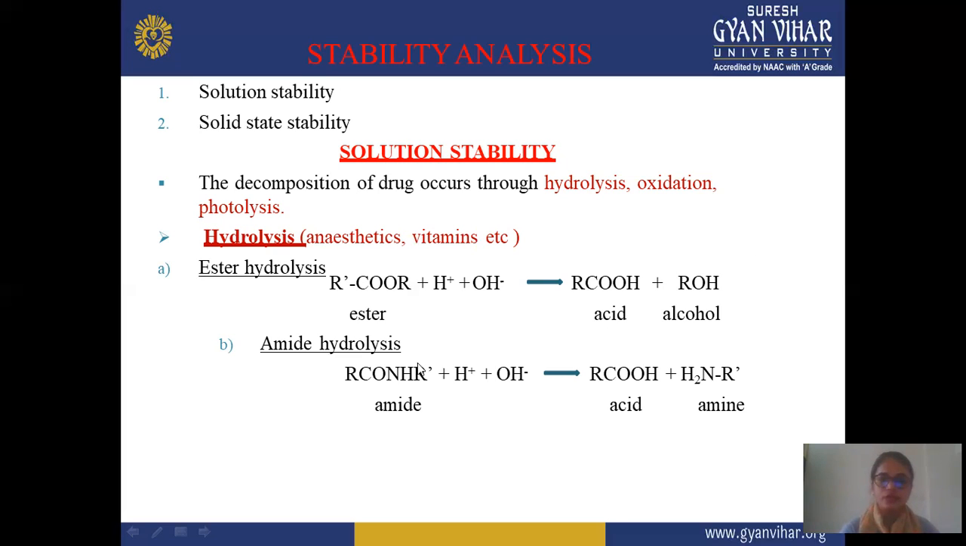Next is amide hydrolysis. In amide hydrolysis, there is an amide group, RCO and NHR. This amide reacts with water, and in the presence of water it forms acid and amine. Again, in this hydrolysis, the water molecule takes part, like RCOOH acid form and H2NR amine is formed.